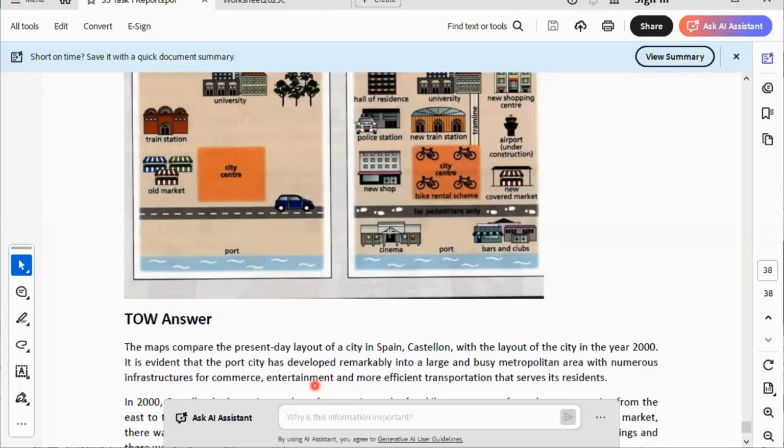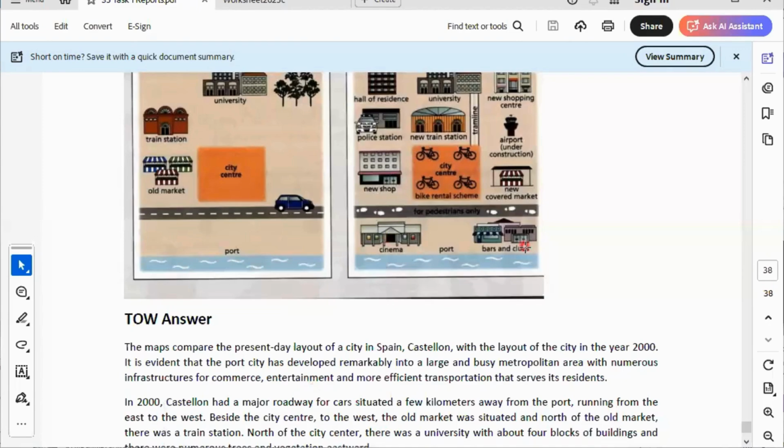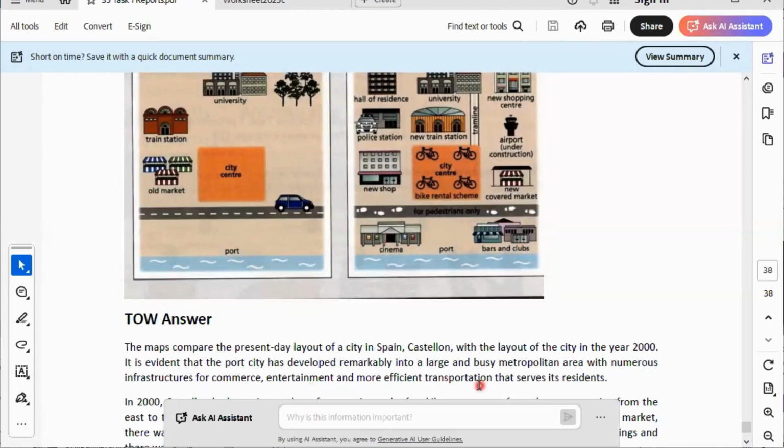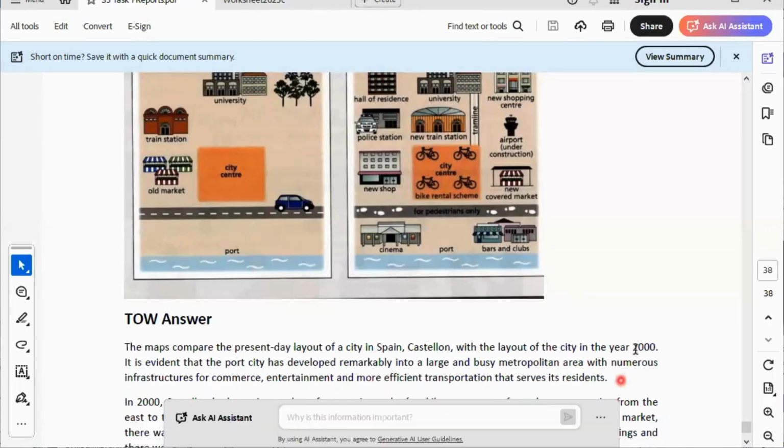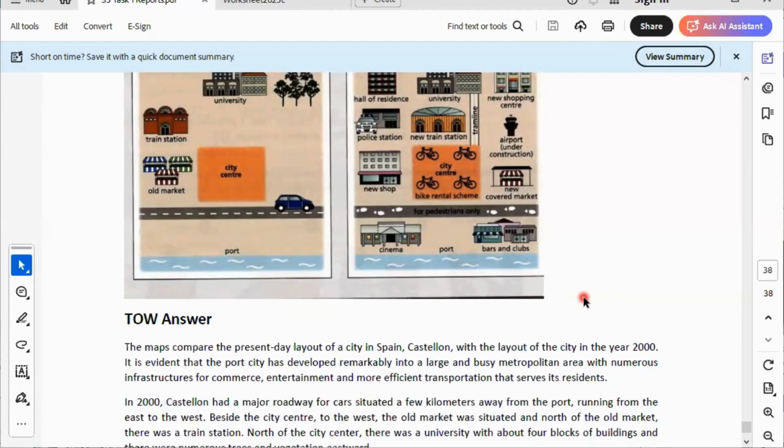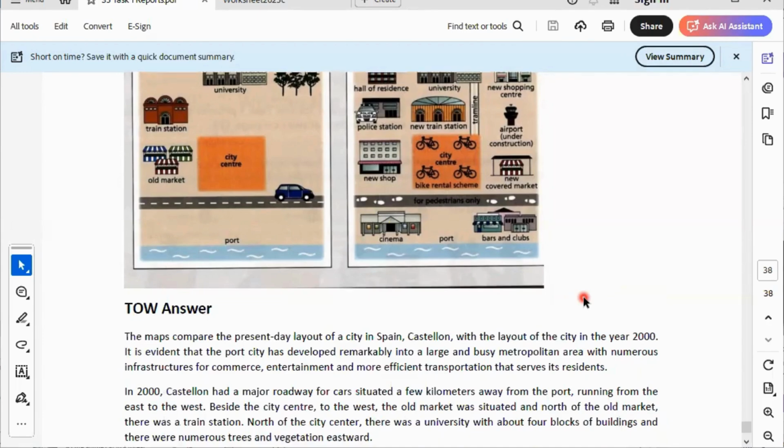Entertainment, you can see cinema, you can see bars and clubs. That's entertainment. And a more efficient transportation system. What's the transportation system? You can see we have airports under construction. We have a tram line, that's transportation. We have a new train station, that's transportation. We have a bike rental scheme, that's transportation. That serves its residents. Can you see that? That's the overview. Overview means what? Overview gives us a general picture of what you can see on the map.